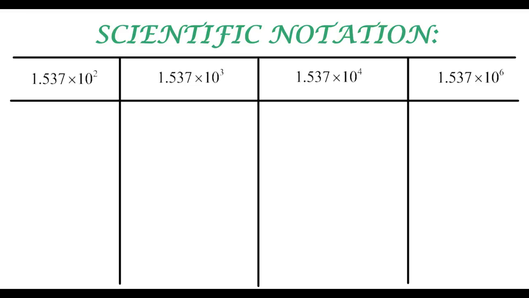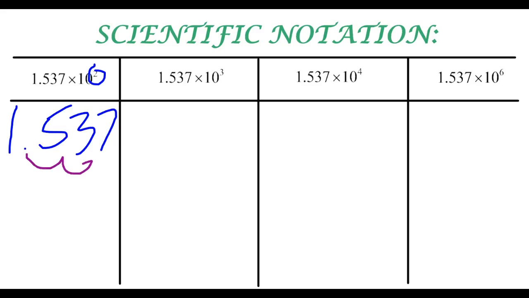So the first one that we have all the way at the far left is 1.537 times 10 to the second. Now, this 10 to the second is times 100, and that's multiplying by 10 twice. Every time we multiply by 10, we move the decimal point one place. So if we're going to multiply it by 10 twice, the decimal point is going to move 2 places to eventually become 153.7.